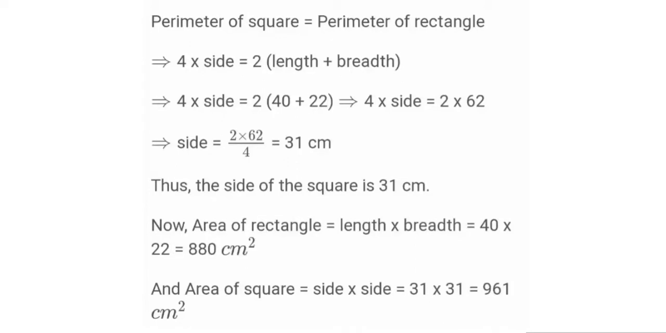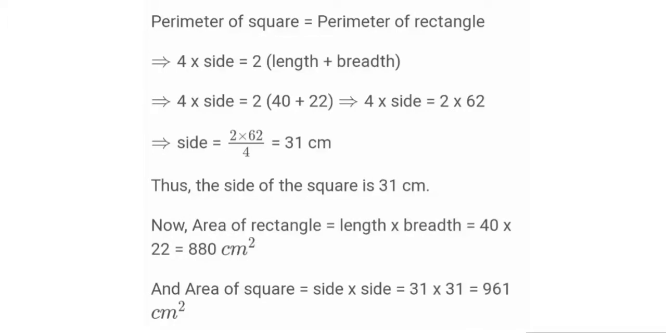Now we have to find the area of rectangle. So area of rectangle formula is L into B. Now put the values. L is 40 and B is 22. So answer is 880 centimeter square. Now area of square also we have to find. So area of square is equal to side into side. So it is 31 into 31, means 961 centimeter square. So therefore on comparing, the area of square is greater than that of rectangle.